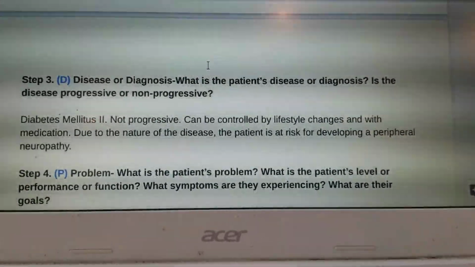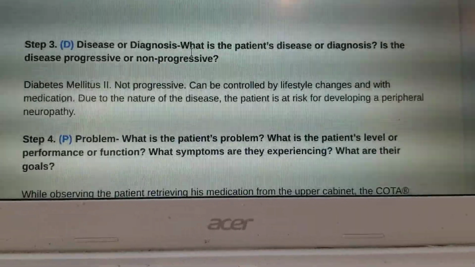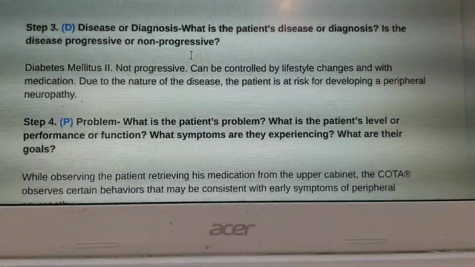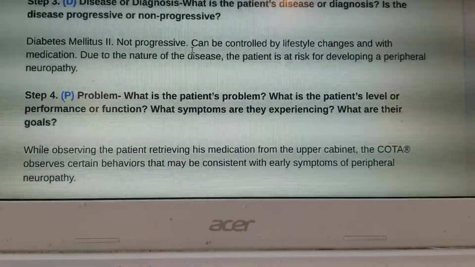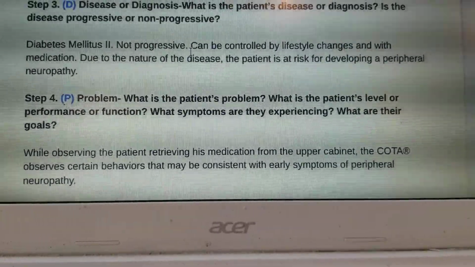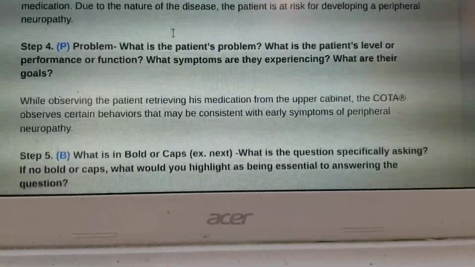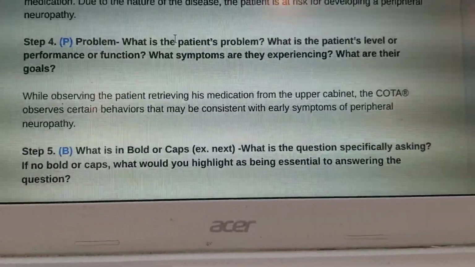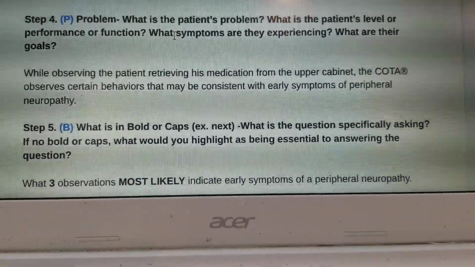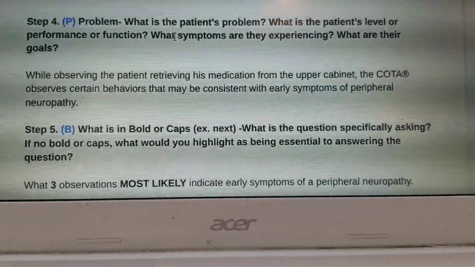In step 4, we want to understand the problem. So what is the patient's problem? What is the patient's level of performance or function? And what symptoms are they experiencing? So while observing the patient retrieving his medication from the upper cabinet, the CODA observes certain behaviors that may be consistent with early symptoms of peripheral neuropathy.